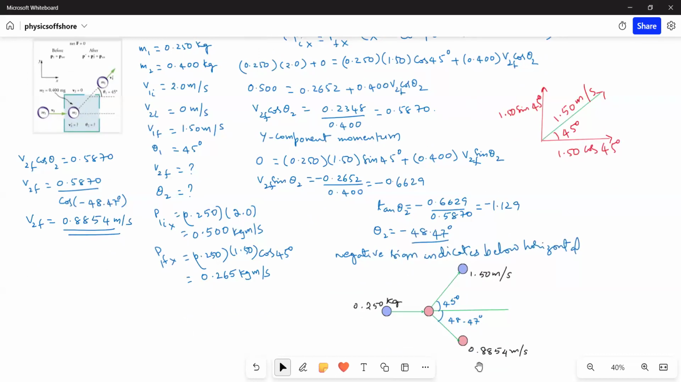Now we have to find the velocity of the second object. For that, we will plug in the theta value. Here V2F cos theta 2 is equal to 0.5870, and we plug in the theta value as minus 48.47 degrees. We get V2F is equal to 0.8854 meters per second. So we get the velocity of the second object as 0.8854 meters per second, making an angle of 48.47 degrees below the horizontal. So this is the answer for this question.